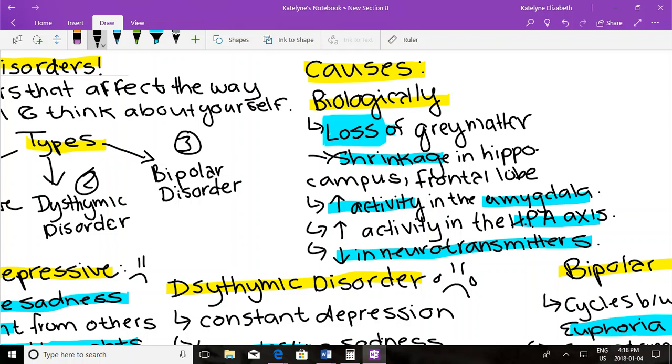And it is also shown that mania is actually linked with an increase in norepinephrine and an increase in glutamate. So that's just something to note.